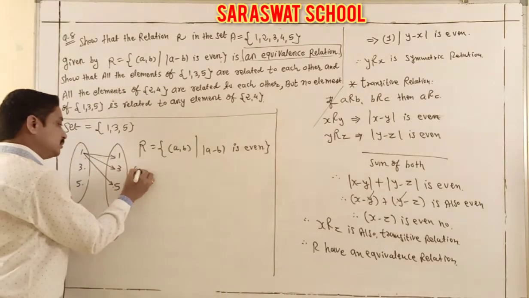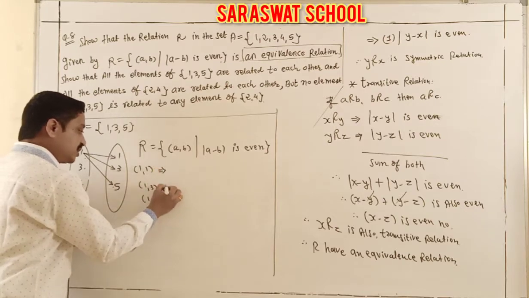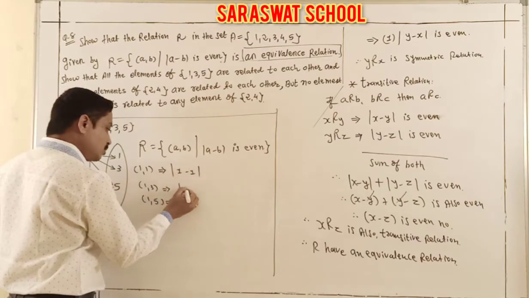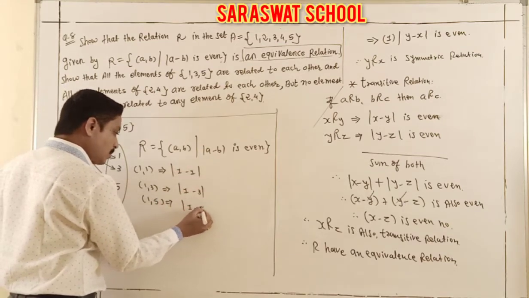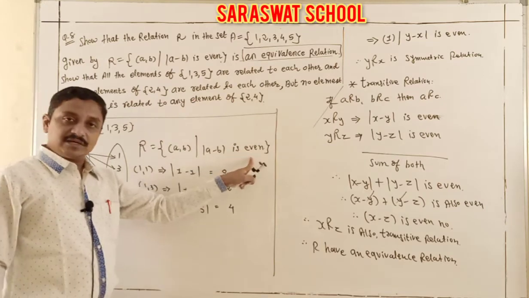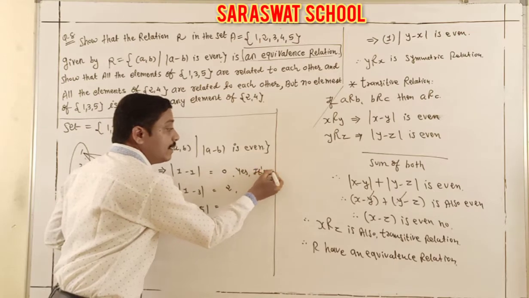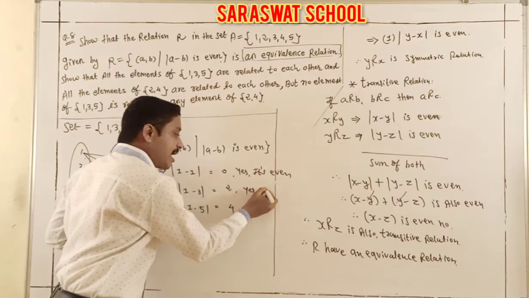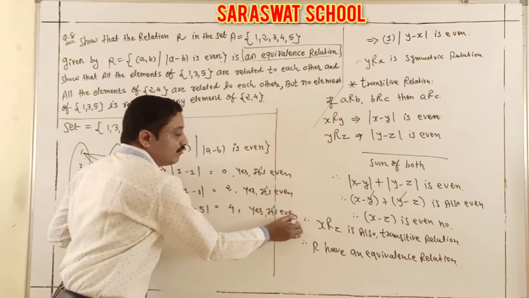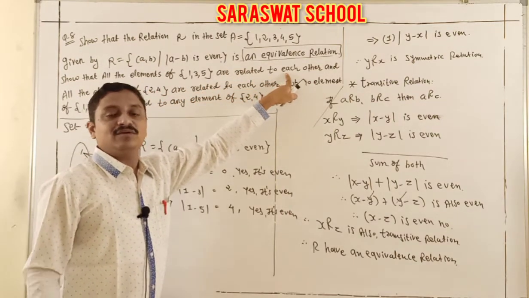So, checking 1, 1, 1, 3, 1, 5 in this relation. A minus B. So I just write down 1 minus 1, 1 minus 3, 1 minus 5, here 0, 2 and here 4. Check, it is even, yes, it is even, here also, yes, it is even, and last, it is even. Finally, this line again will show that the elements 1, 3, 5 are related to each other for relation R.